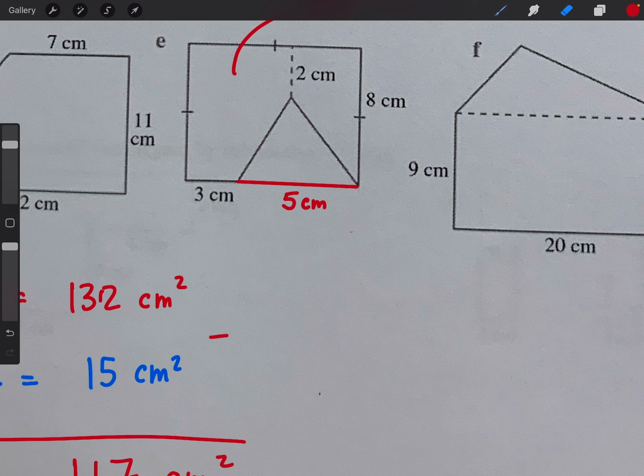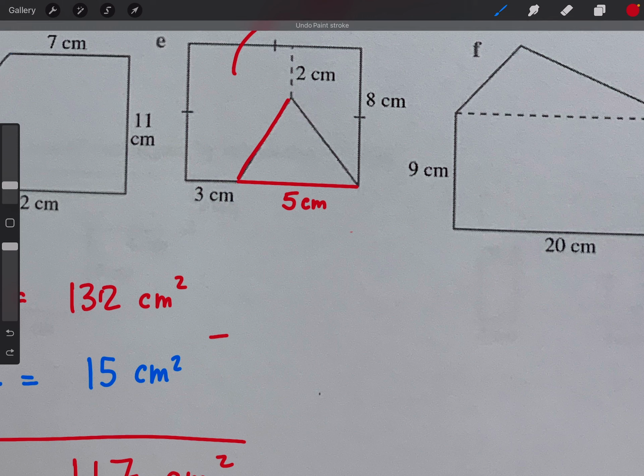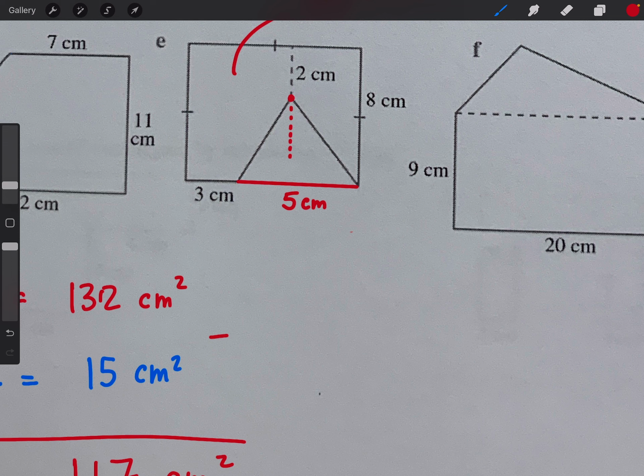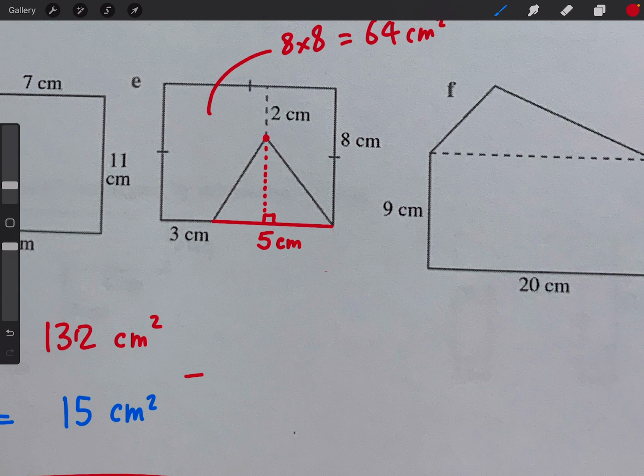Now I need the height. I'm not talking about this height or this height. I need the perpendicular height, the height that goes from the top all the way down to the base and meets at 90 degrees. So how high is that? Well, we know that from here to here is 2 centimeters, given to us, and the total is 8, so 8 take away 2 is 6. So therefore this height must be 6, and that's 2. 6 plus 2 is 8, which is the length of that one.